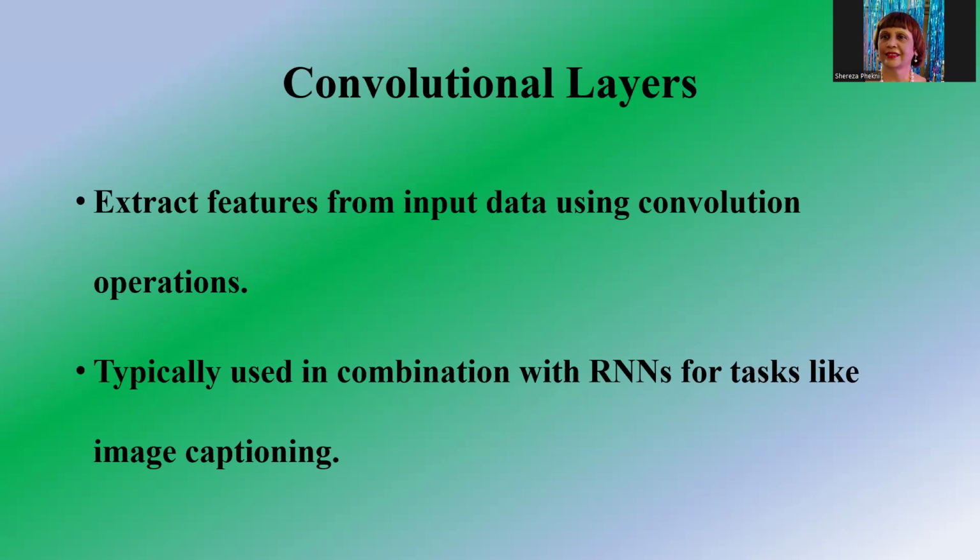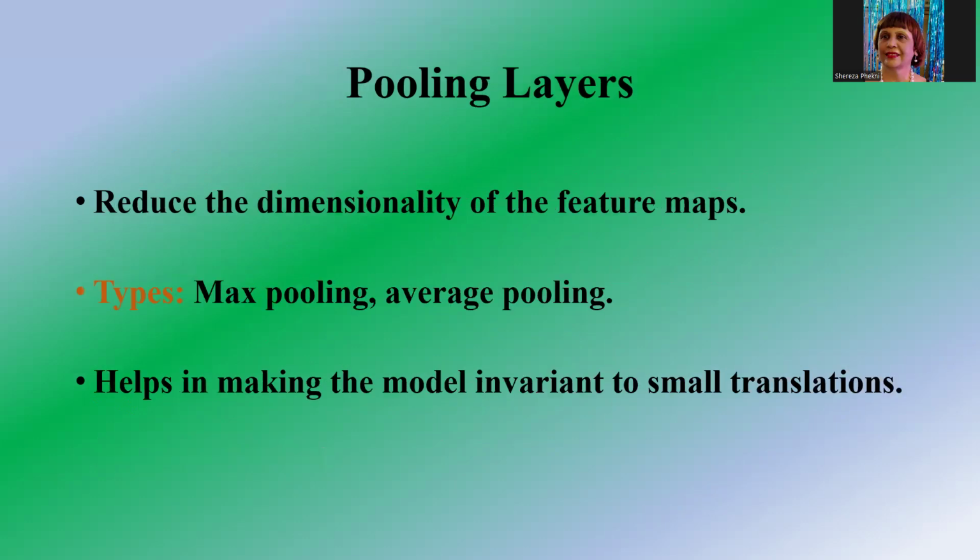The convolutional layers are typically associated with convolutional neural networks, CNNs, and are used to detect local patterns in data. When used in conjunction with RNNs, they can extract spatial features from data such as images or segments of audio before passing these features to the RNN for sequential processing. The pooling layers are used to downsample the output of convolutional layers, reducing the spatial dimensions and making the model more computationally efficient. The types are max pooling and average pooling.